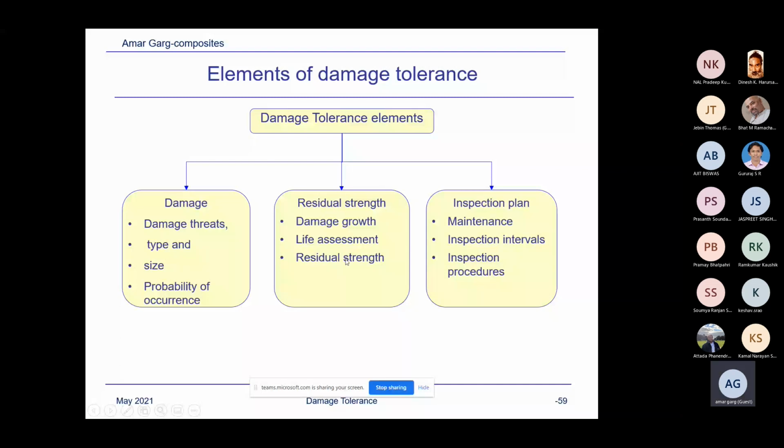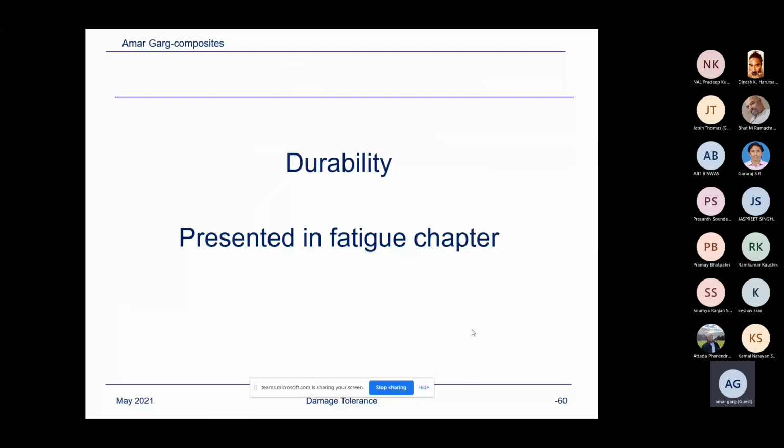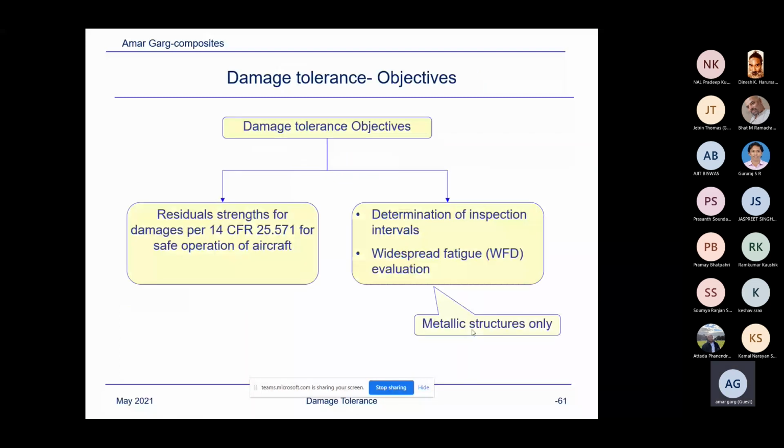Durability. I'll consider durability in the fatigue chapter. Damage tolerance objectives. I won't go into the detail. The purpose of damage tolerance objective is residual strength, of course, per 571. And second is the determination and inspection intervals. Now, this is for metal, of course, so that's why I've said, okay, metals only.